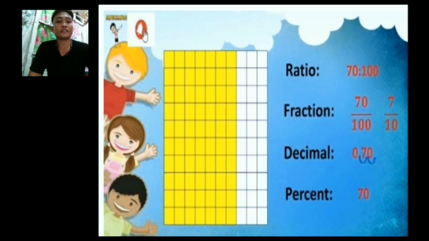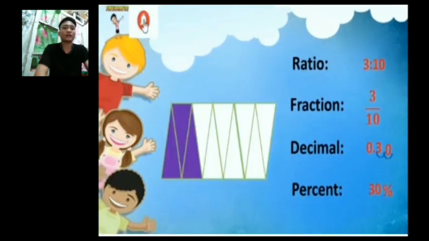Okay? So next example, the shaded part of the triangle is 3. So the ratio is 3 is to 10, since the total of the triangle is 10 and the shaded part is 3. Change into fraction: 3 over 10. Change to decimal, move to the left, so it becomes 0.30. Now percent, move to the right. So the answer is 30. Put the percent symbol. That is how we get the percent.